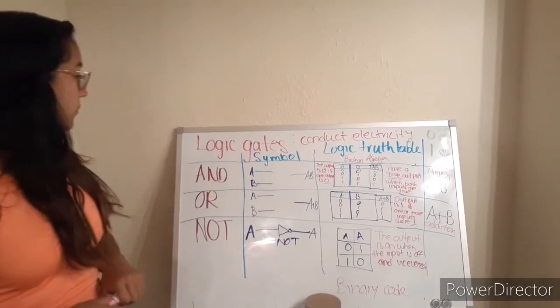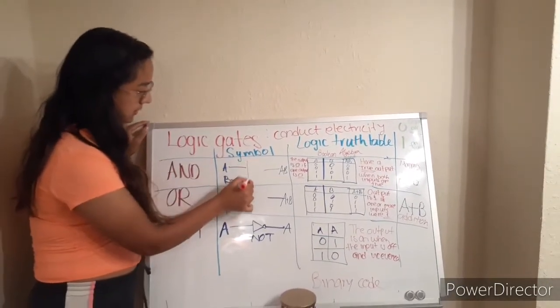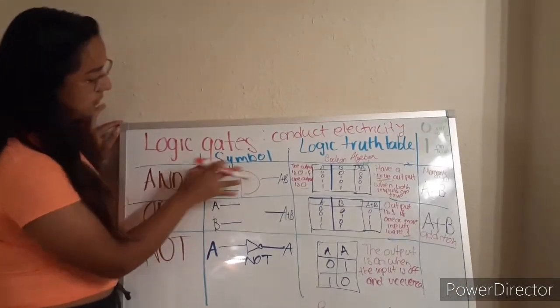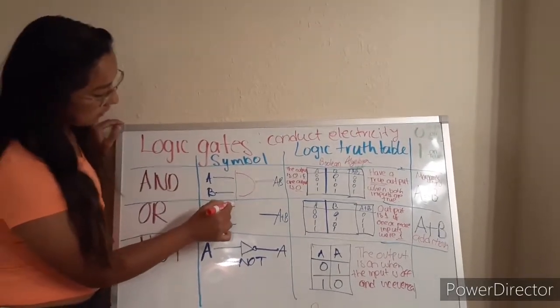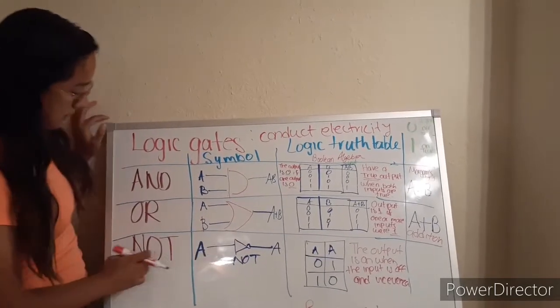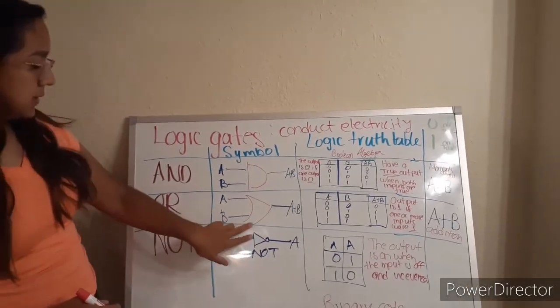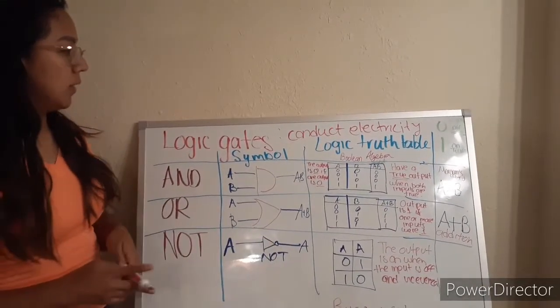The symbol for AND looks like a D with 2 inputs and then an output. The symbol for OR has 3 curves. And then NOT has a triangle and then a circle, with 1 input and 1 output.